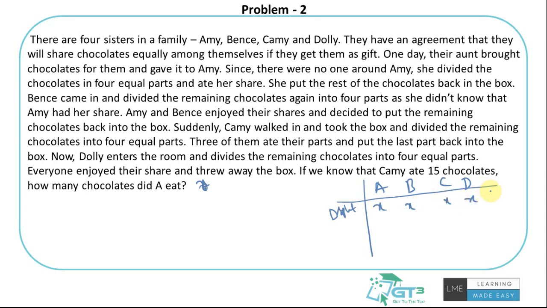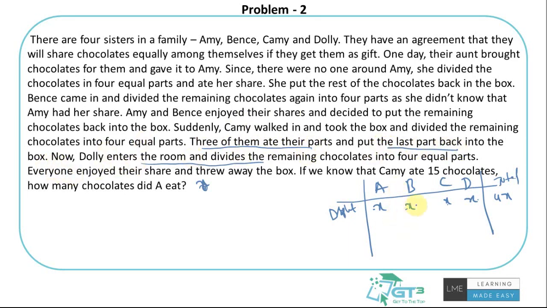What will be the total? She had 4X chocolates with her, D, when D enters the room. She split them into X, X, X and X, and all 4 of them ate their share. So when D left, she saw 4X chocolates. What does that mean? 3 of them ate their parts and put the last part back into the box.